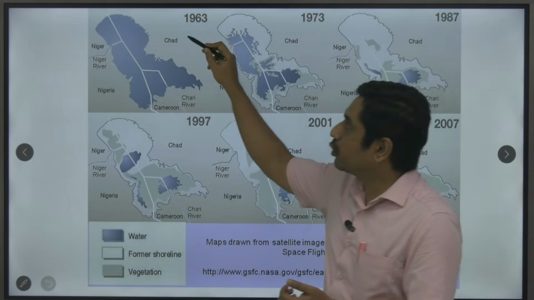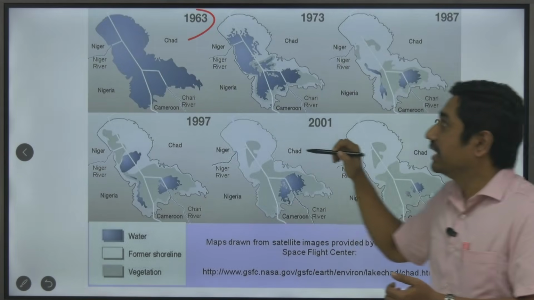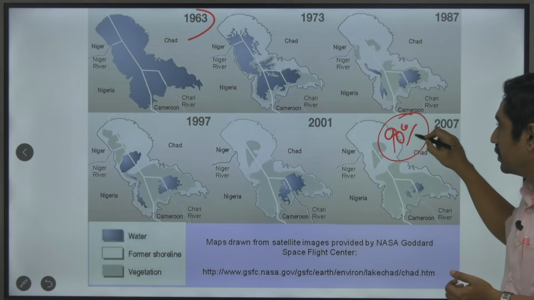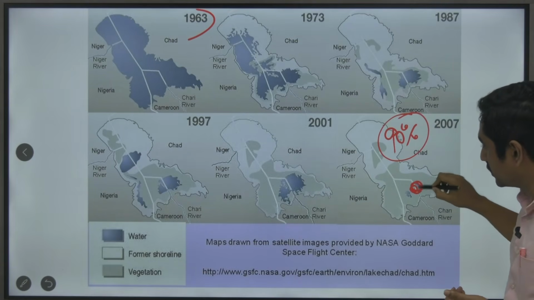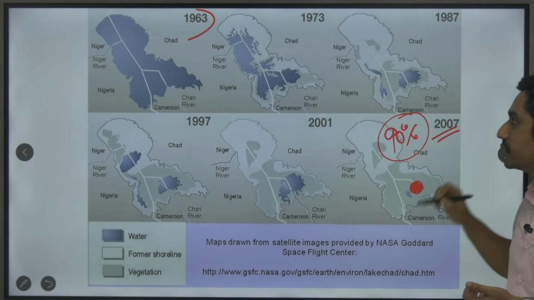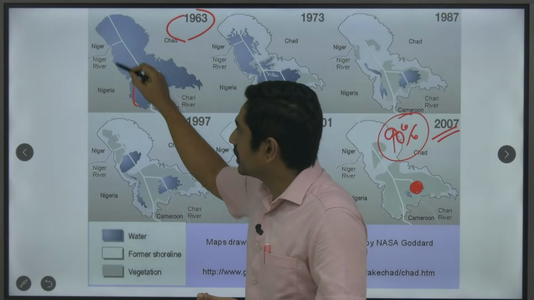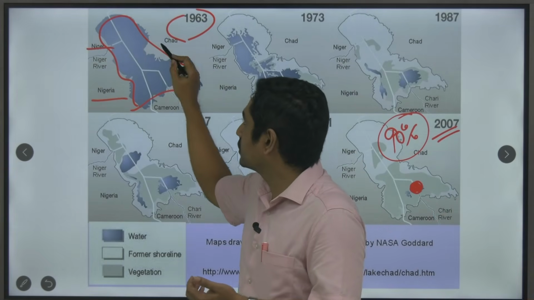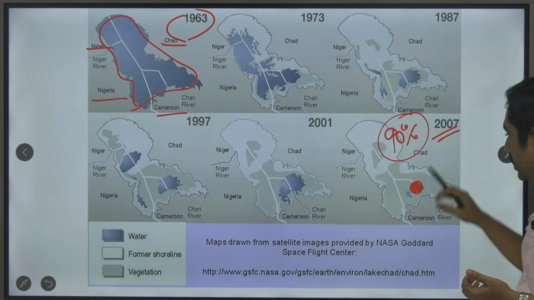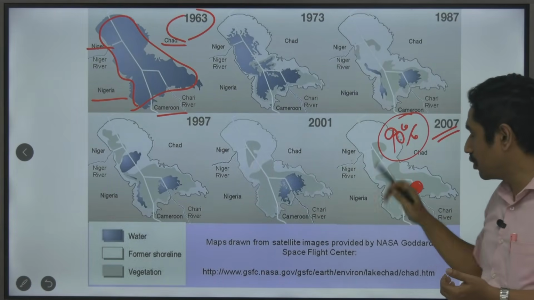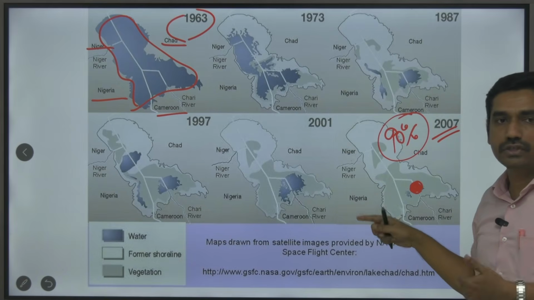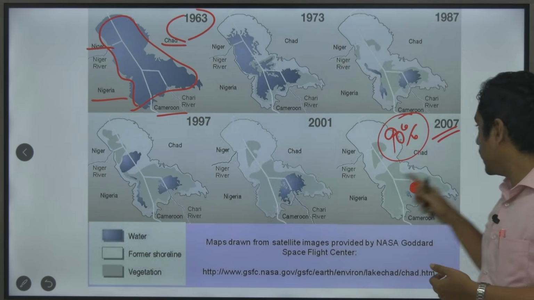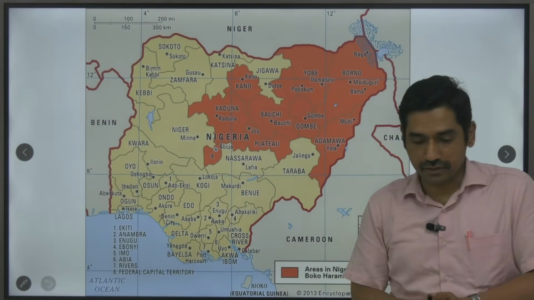Because of that, if you look at the total surface area of Lake Chad, it has shrunk by close to 90%. So I'm pretty sure you can compare the total size which is present right there. So today or in 2007, 20 years back, and this is 1963, you can see that Lake Chad is spread over many countries, including Nigeria, Niger, Chad, and of course Cameroon. So today it's a very small water body, and all the governments are trying to replenish the lake, actively involving themselves in measures.